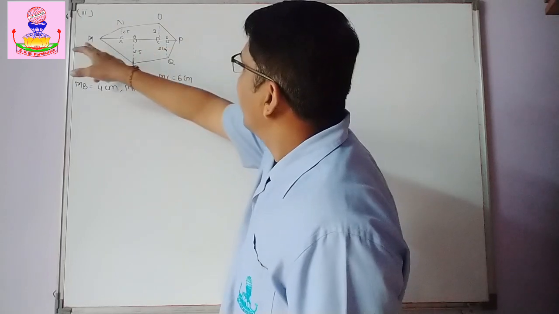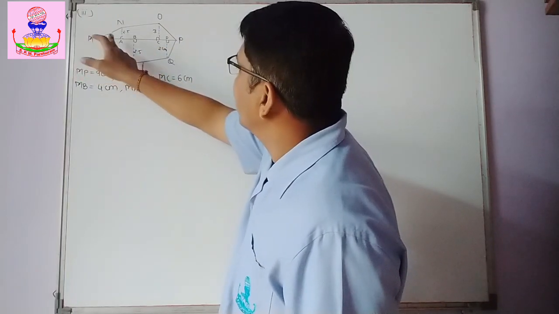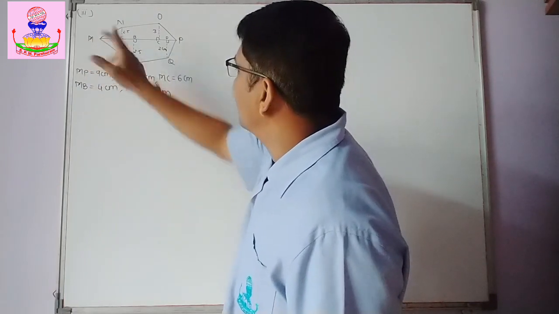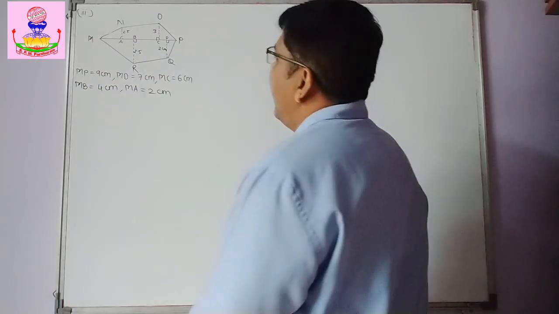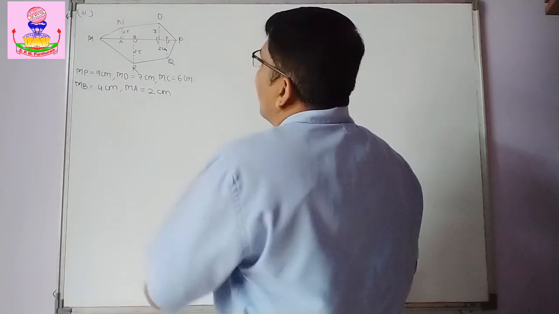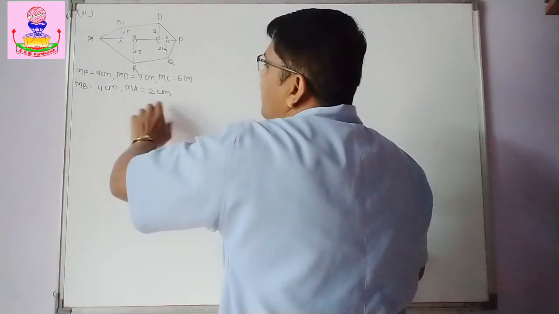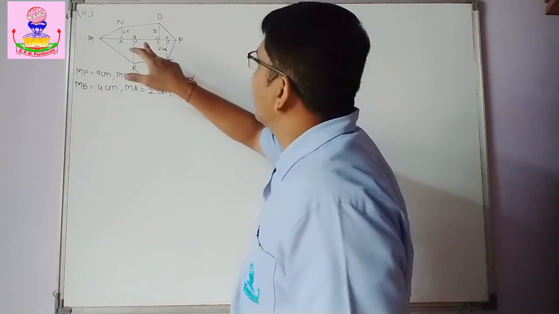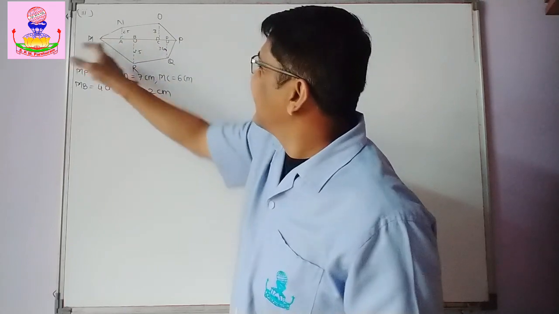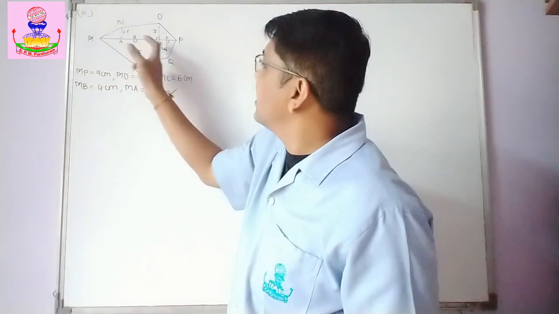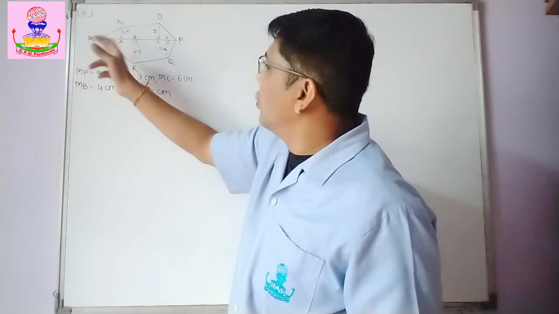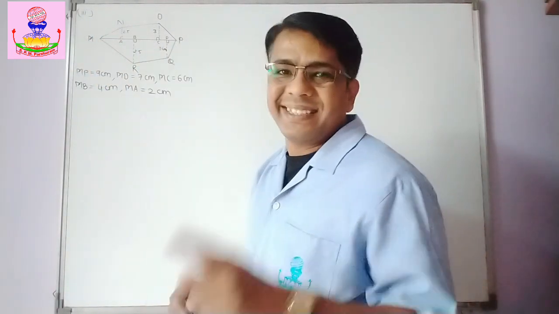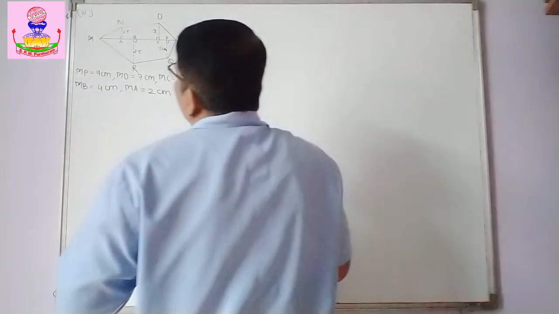MP. MA is given, AM is 2 centimeters, and CP is also not given. CM is given, yes, MC is given, MA is given. So if I subtract MA from MC, I can get AC. Let us do that.